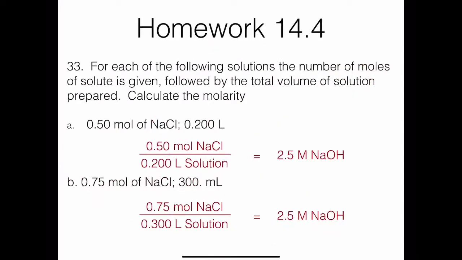The first question from the homework asks us to calculate the molarity in each of these situations. In the first situation, we're given 0.5 moles of NaCl and 0.2 liters of solution prepared. Remember, molarity, big M, equals moles per liter. So all that's necessary for us to do in each of these situations is divide the number of moles by the liters. In the first case, 0.50 divided by 0.2 gives us 2.5 molar NaOH. In the second one, 0.75 moles of NaCl divided by 0.3 liters of solution again gives us 2.5 molar NaOH.